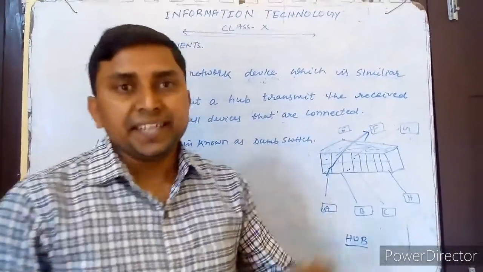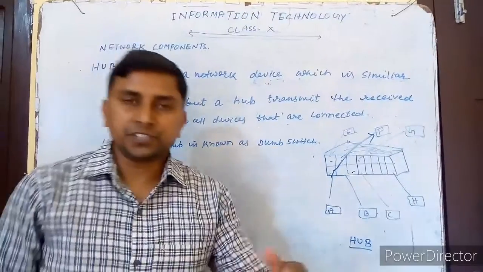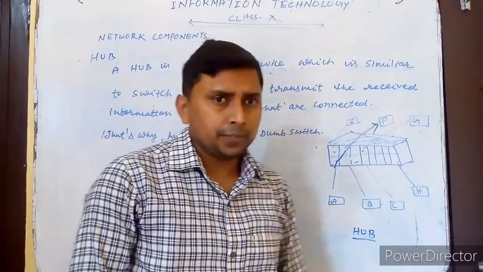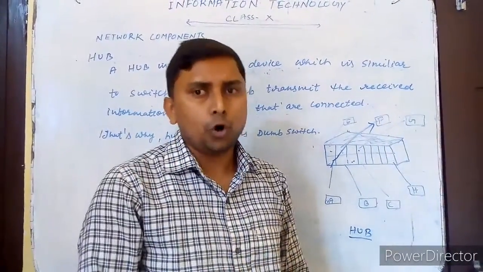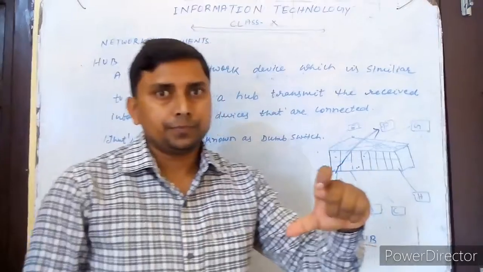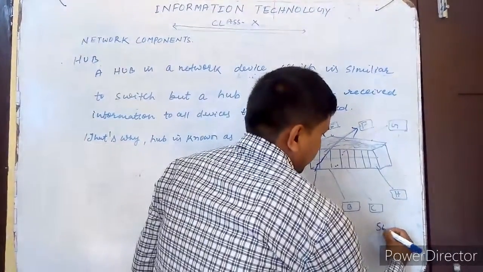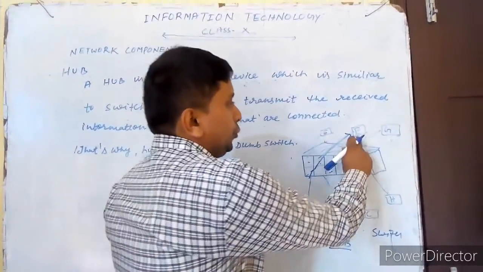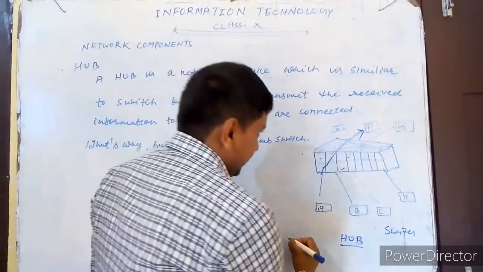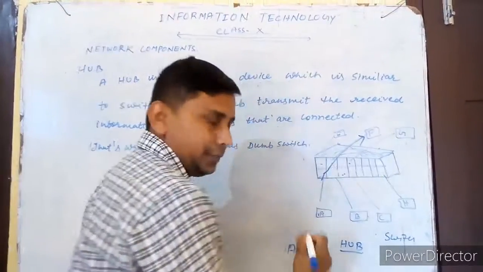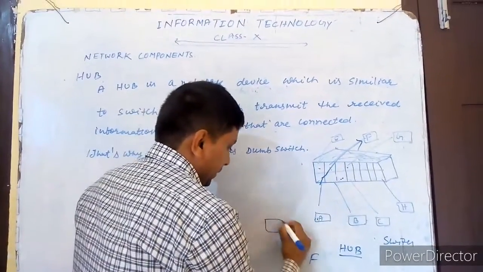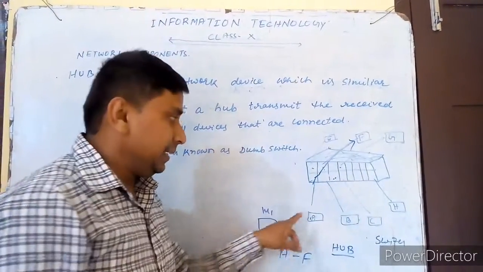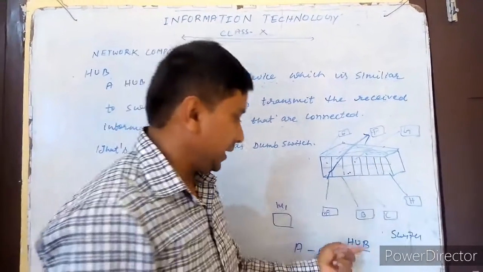Students, now the next network component is hub. Before discussing hub, we will see one feature of switch. In a switch, suppose A transmits the data to F. Suppose a message M1 has to be transmitted from A to F. Then it will only transmit from A to F.